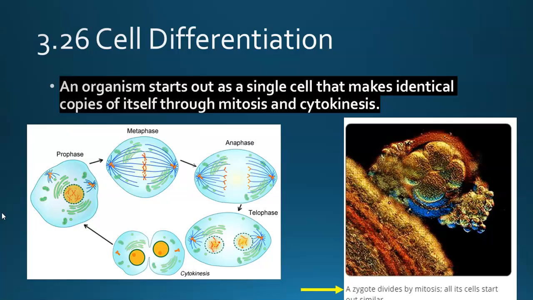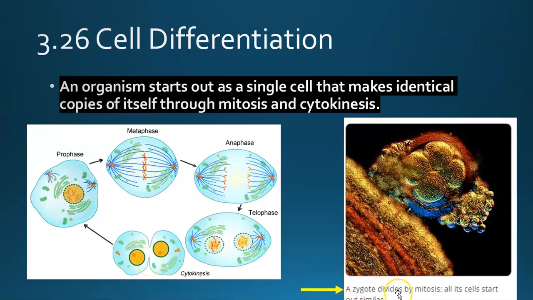And you can see the process of mitosis here. It starts with prophase and then metaphase, where those chromosomes line up right in the middle of the cell. Anaphase, where the chromosomes start to move away from each other towards opposite ends of the cell. Telophase, where the chromosomes start to unwind and the nuclear envelope starts to develop again, two new nuclear envelopes. And then cytokinesis is the actual process of cell division.